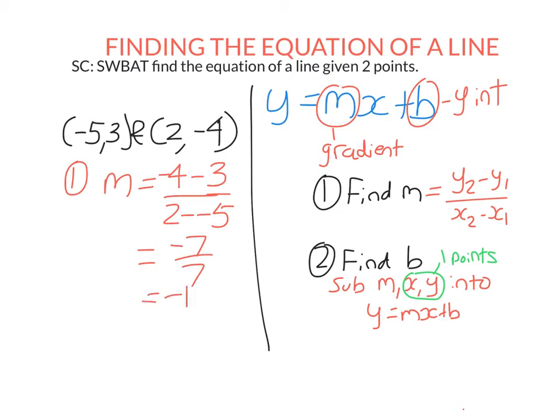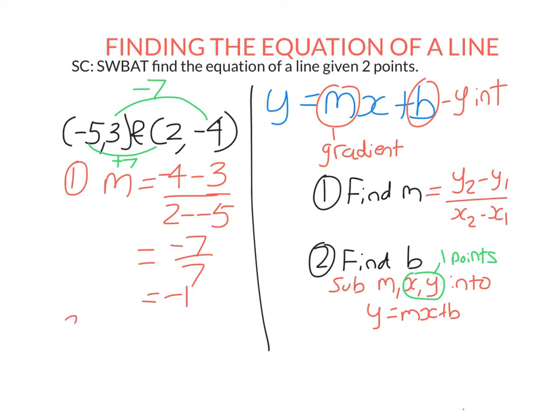Now that makes sense because the gradient's the rise over the run. So the rise, how far we've gone up, we've actually gone down 7. So the rise is minus 7, whereas the run is positive 7, because we've gone across 7. So the gradient is negative 1.